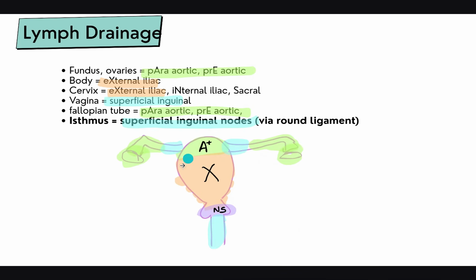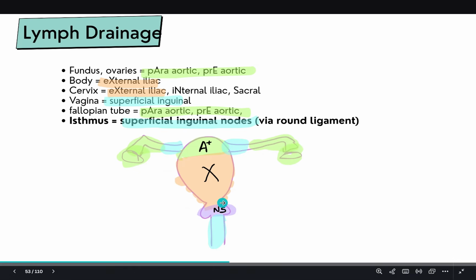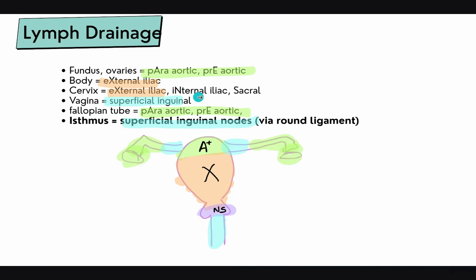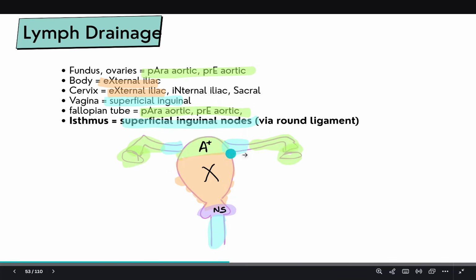Okay, and then we have the body of the uterus itself, which is draining into the external iliac lymph nodes. And then we have the cervix. Part of it is draining into the external iliac, and part of it is draining into the internal iliac and sacral lymph nodes. Now, the important thing is the vagina and the isthmus of the fallopian tube. These two structures are drained into the superficial inguinal lymph nodes.